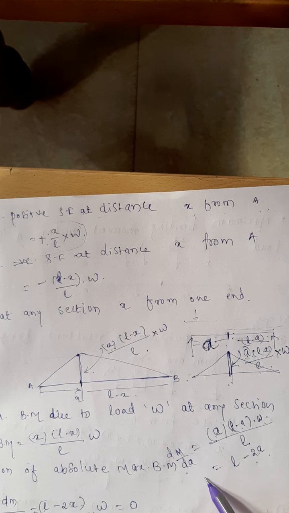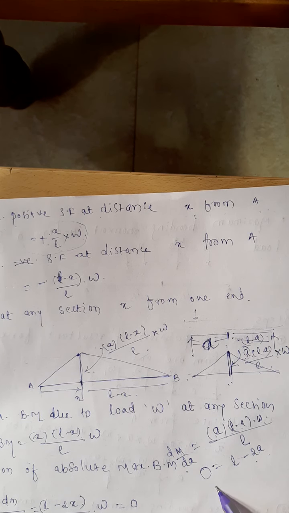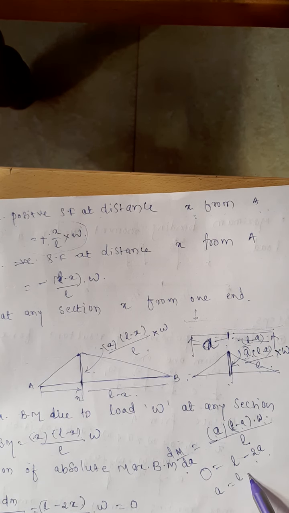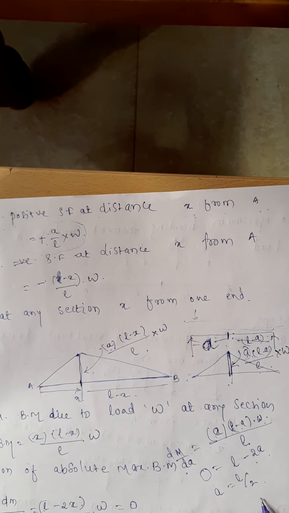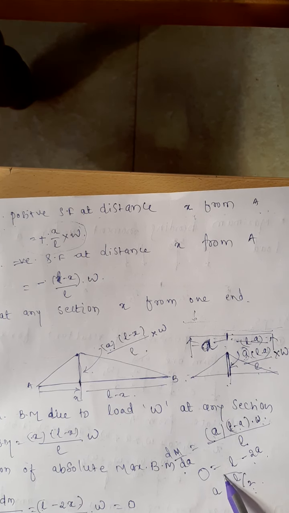dM by dA, you calculate it and make it equal to 0. Therefore, you will get the value of A is equal to L by 2. What is the other meaning of this one? It is a very important one.